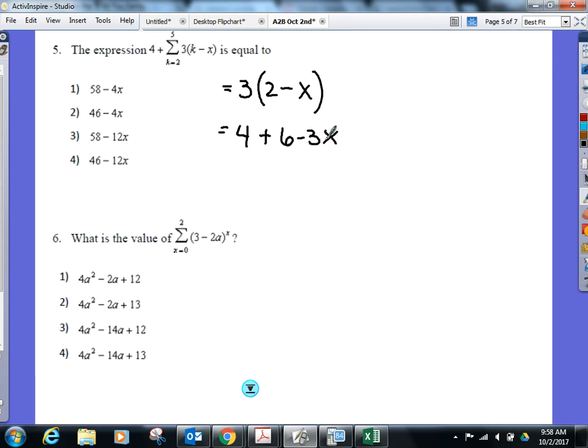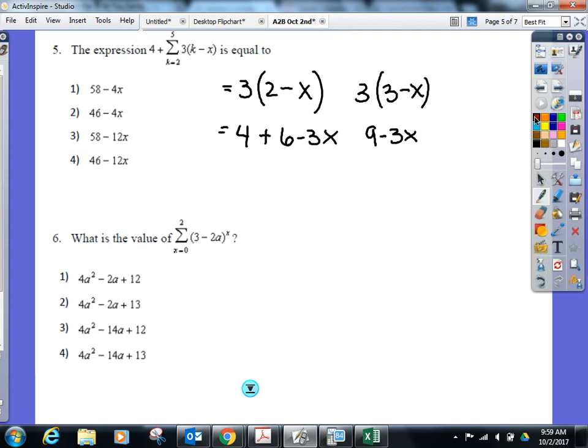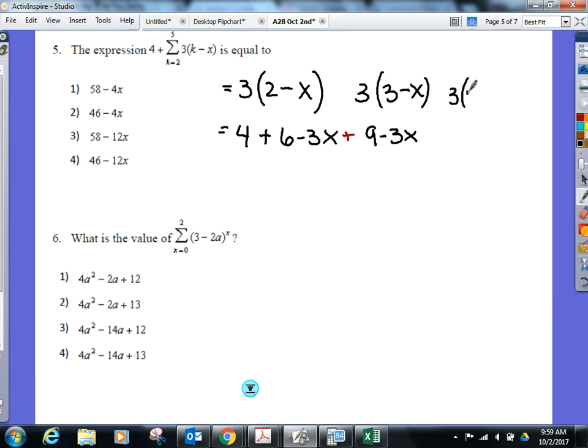All right, what number do you want to plug in next? We just plugged in 2. Now plug in 3. Go ahead. So 3 times 3 minus x. And you end up with 9 minus 3x. And again, what am I doing to every term here as I go along? Adding them together. That's what the sigma tells me. So now plug in what number? We're almost there. 3 times 4 minus x. So that'll give me 12 minus 3x.